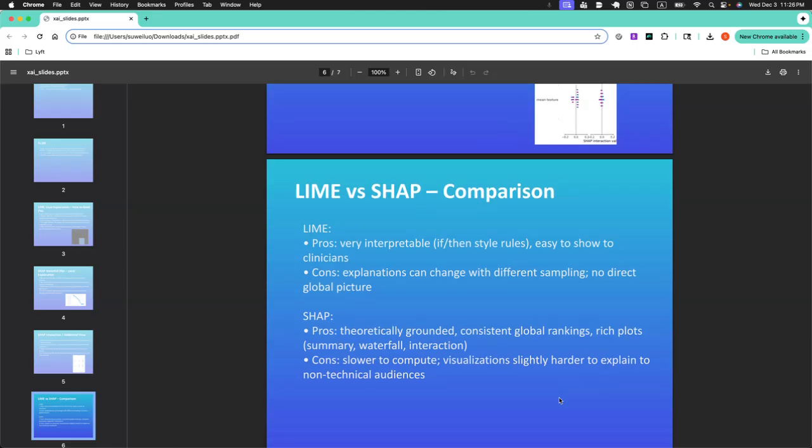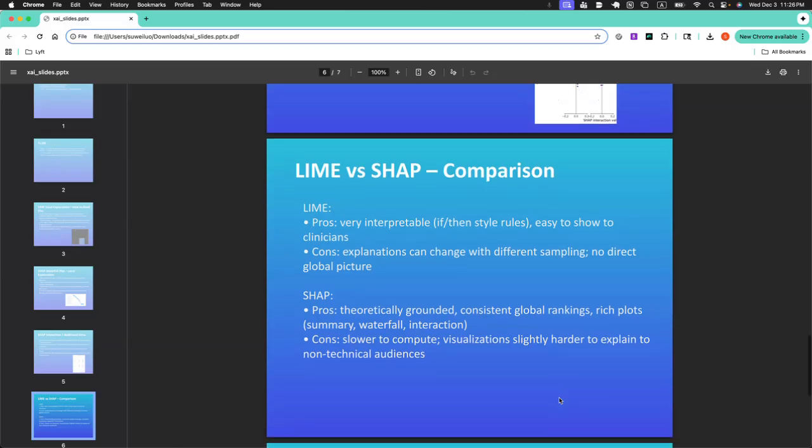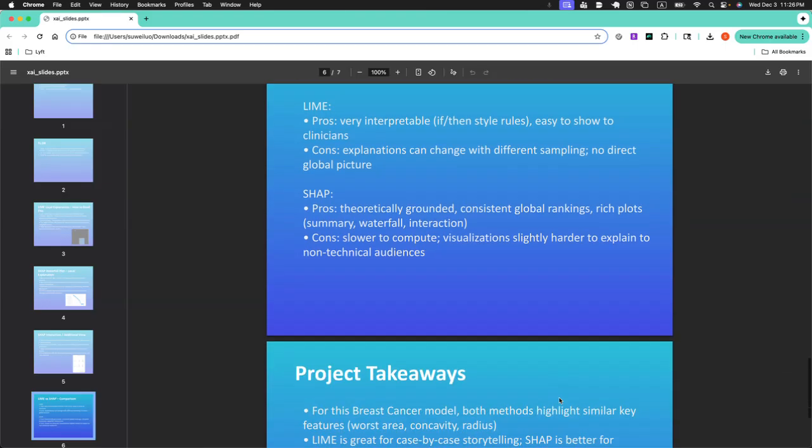Compared to that, the pros of SHAP are that it's theoretically grounded, based on expectations and those more fundamental statistics. So it has consistent global rankings and richer plots. The con is that it's probably slower to compute, and the visualization, to be honest, is a little bit harder to explain to a non-technical audience.